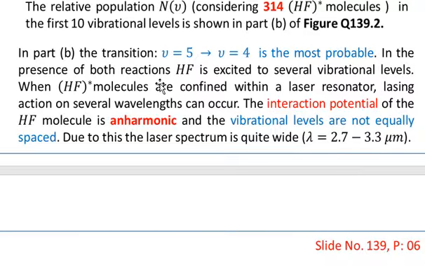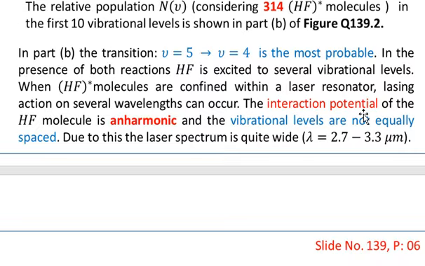In the presence of both reactions. So you see that here we are now talking about both reactions. Before that, we have talked about equation number 3 and equation number 4 separately. Now, in the presence of both reactions, hydrogen fluorine is excited to several vibrational levels. When hydrogen fluorine excited molecules are confined within a laser resonator, lasing action on several wavelengths can occur.